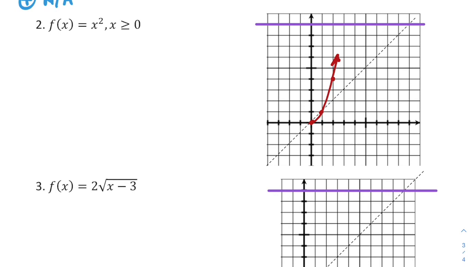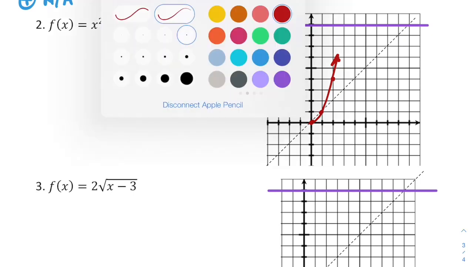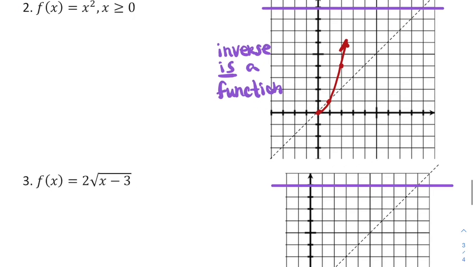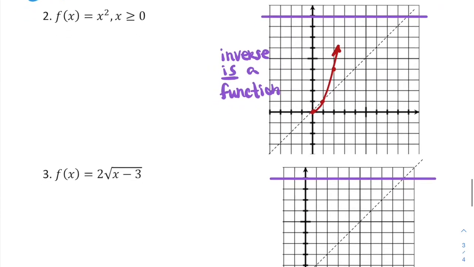Now we need to do our horizontal line test. And you're using your pen or pencil. I'm going to come up through here, and I don't see anywhere where I cross more than once, so I pass the horizontal line test, and that means that my inverse is a function. If it had been the entire parabola, if we hadn't restricted the domain in the problem statement, then the inverse would not be a function.